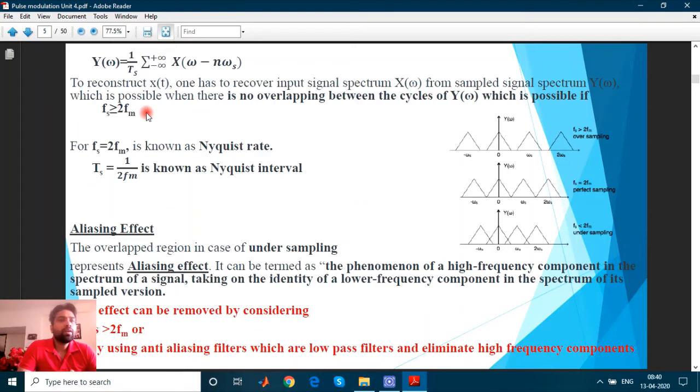So Y(omega): if somebody is looking to find the value of the frequency domain response, it can be represented as Y(omega) equals 1 upon Ts, summation n from minus infinity to plus infinity, X(omega minus n omega s).